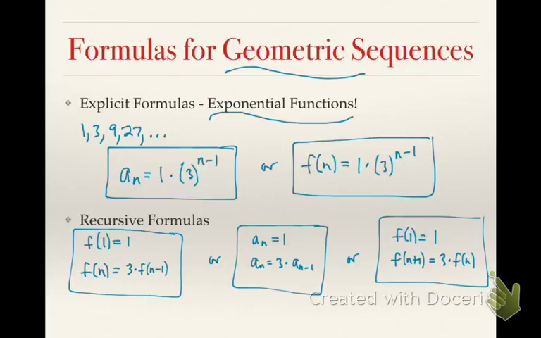Note that in the explicit form, the base is your common ratio, and in the recursive form, you're multiplying the previous term by that number. Okay, so just make sure that you notice that.